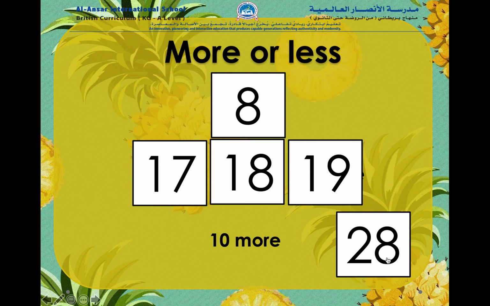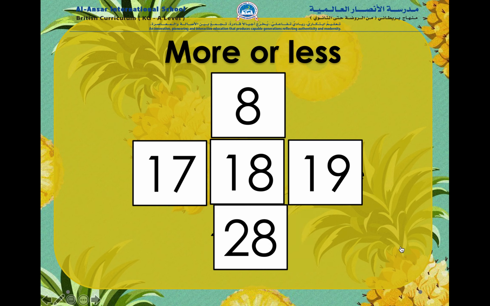Let us look at this one. What is 10 more than the number 18? We can count forward 10 times to find the answer. So we can say 19, 20, 21, 22, 23, 24, 25, 26, 27, and 28. So 28 is 10 more than the number 18.